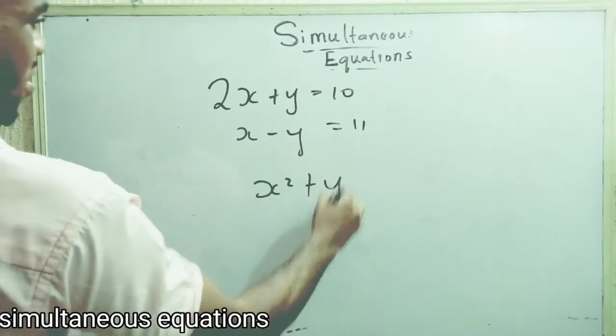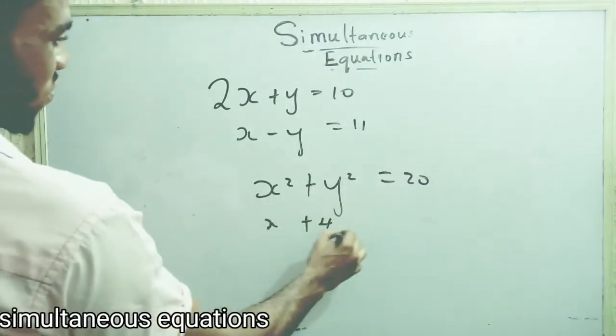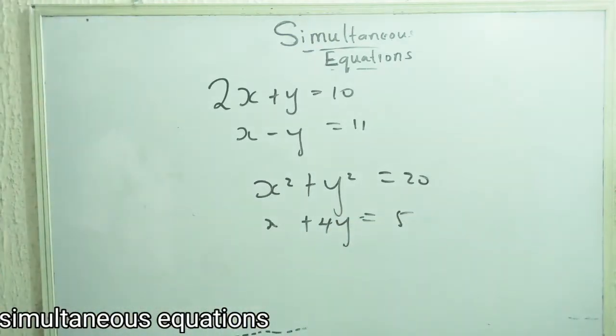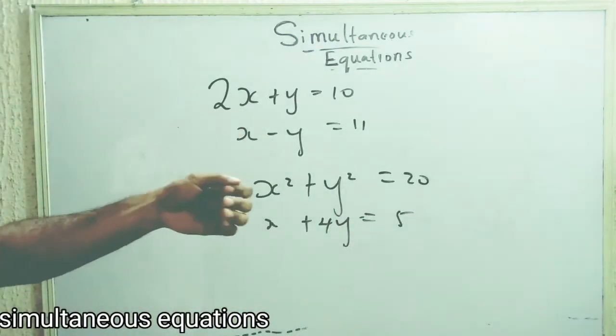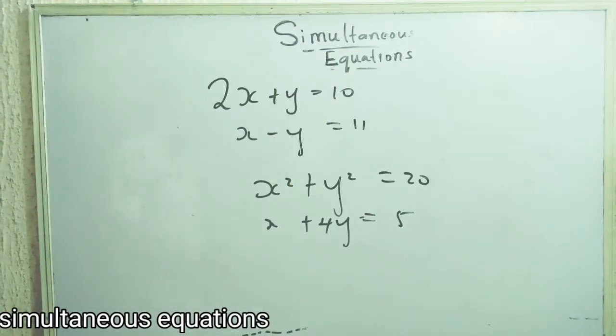It can equally come in this manner, where one is quadratic. Like in this place, let's say I have x squared plus 4y equals 5. This is when you have one quadratic and one linear equation. In the earlier place, two of them are linear.